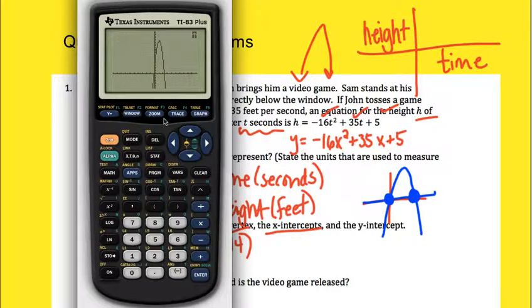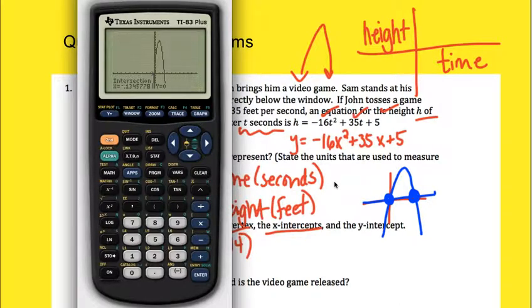Now you're going to hit second, calc. You're going to go to intersect. And you see you're going to have to get close to the first intersection because you're going to have to do this twice. You can see the cursors there. I'm going to hit enter 3 times.